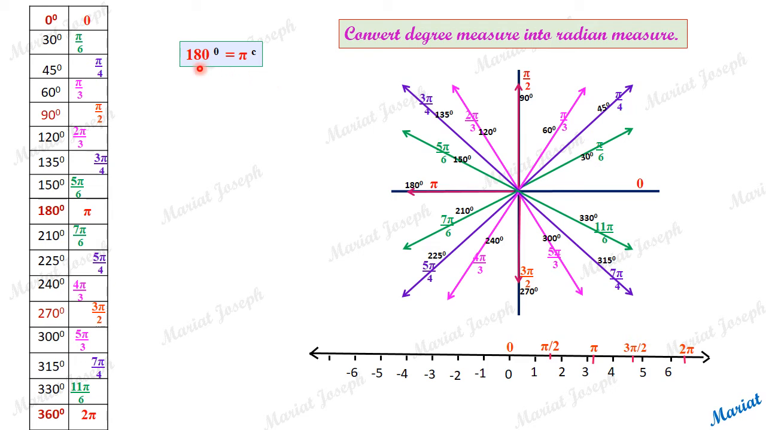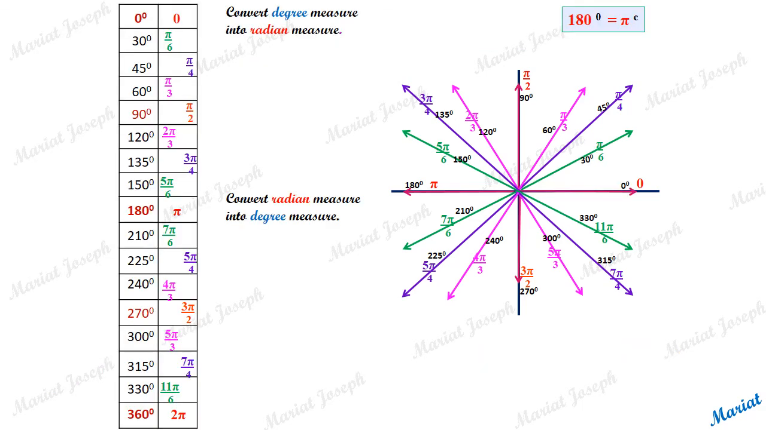That is, 180 degrees equal to pi radian. 1 degree equal to pi upon 180 radian. Therefore, any theta degree is equal to pi upon 180 into theta radian. That is also possible. That we will learn next. We will now see how the conversion can be done using unitary method. 180 degrees equal to pi radian. This is the conversion relation that we have to keep in mind.